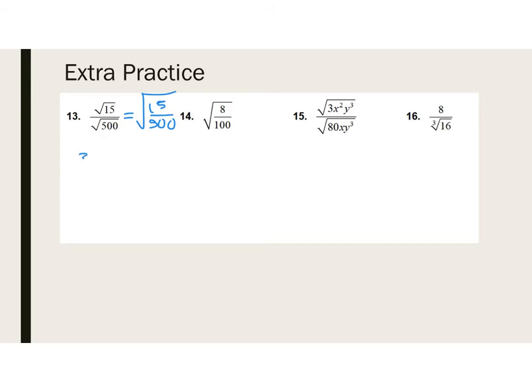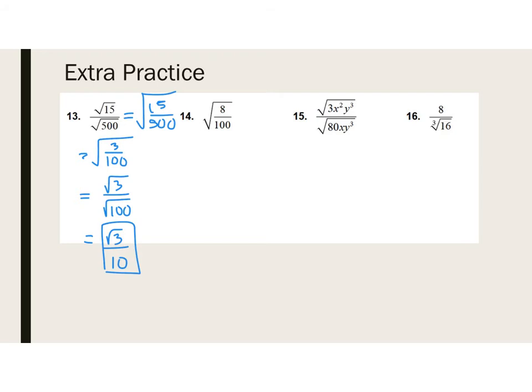So 15 over 500, 5 goes into both. We're going to have 3 over 100. Then we're going to use the quotient property again, and we're going to split it back apart. I cannot break down the square root of 3 at all, but the square root of 100 is just 10. And do you see how I lost the radical on the bottom? So I don't need to do anything else. I'm done. Like, that's my final answer.